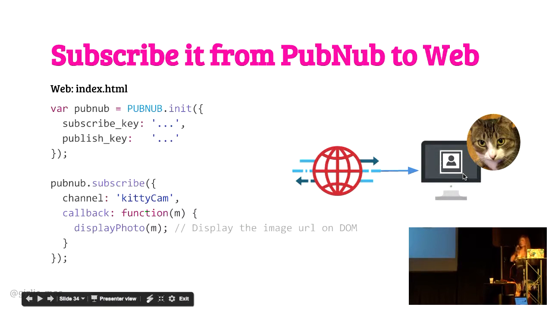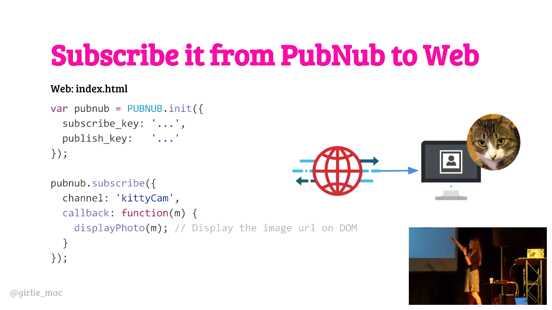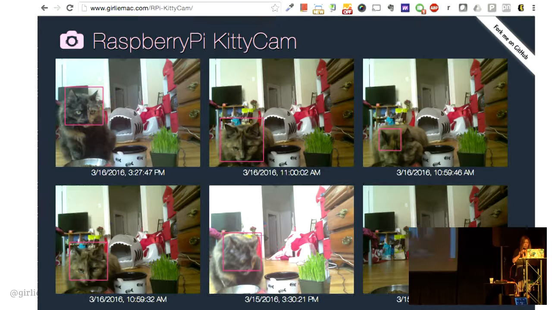This time, as soon as the image URL is published, it's automatically received in the browser. This is actually a separate HTML and JavaScript code for the front end. Once it receives the URL, I'm just displaying it on the DOM. So this is how it looks like. This is the web part of my app.